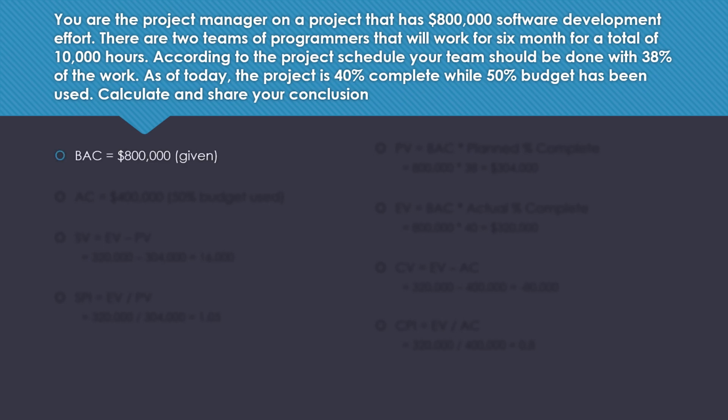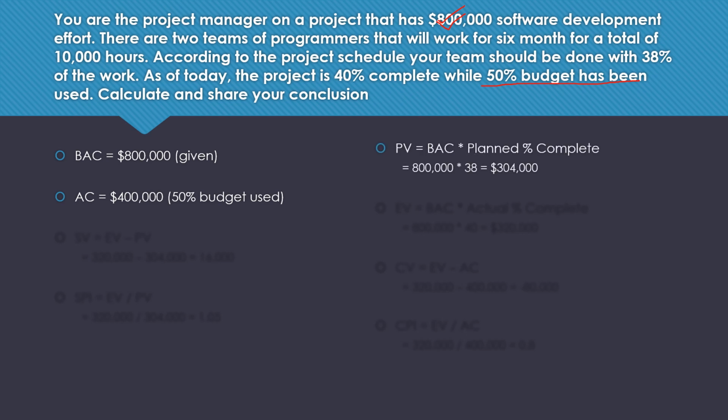So let's start off. BAC is $800,000. This value is already given in the question. AC is $400,000, because here it is mentioned that 50% of the budget has been used. So actual cost is equal to $400,000.